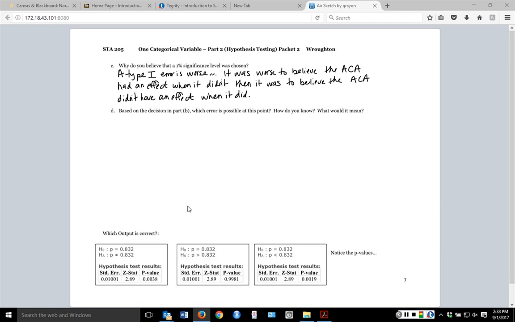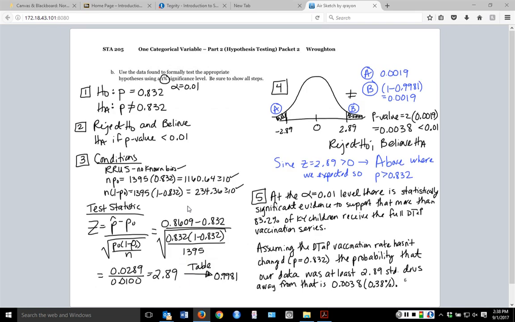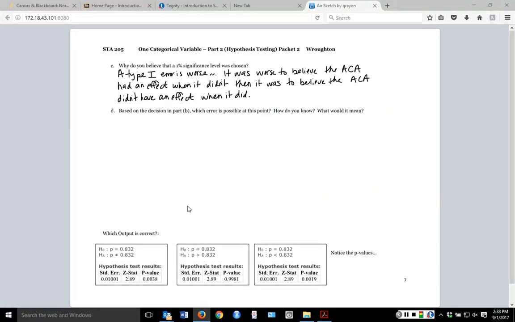Right, now that we've actually collected the data and done the hypothesis test, based on our decision in Part B, which error could be possible at this point? So based upon our decision here, we've already made our choice. We've rejected the null hypothesis. So the only error that we could make is that we rejected the null when the null is true. Which error is that? That's our type 1 error.